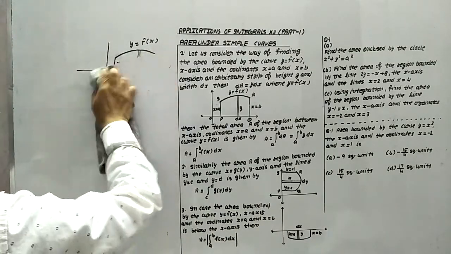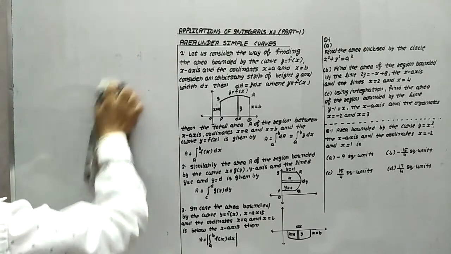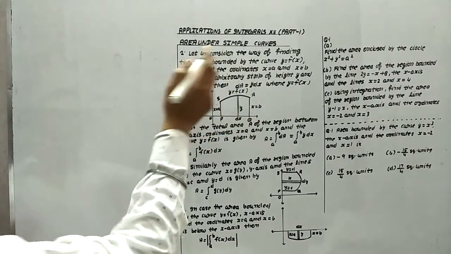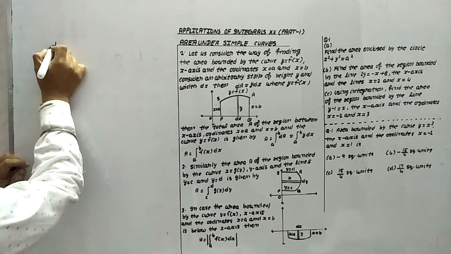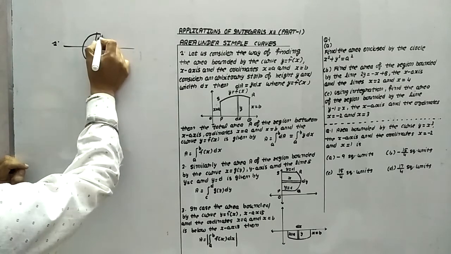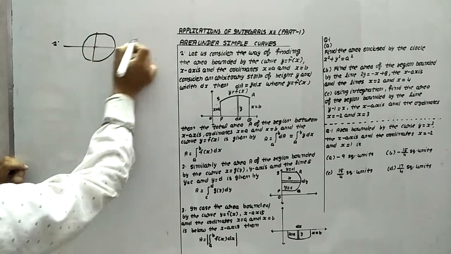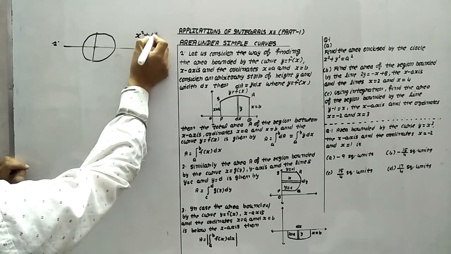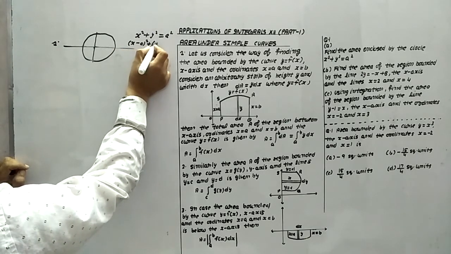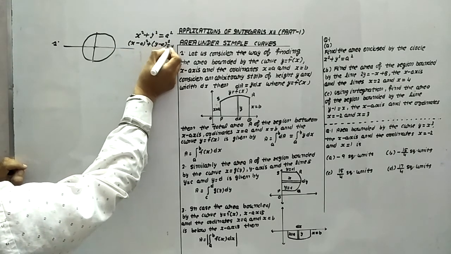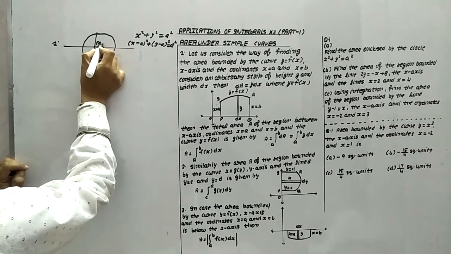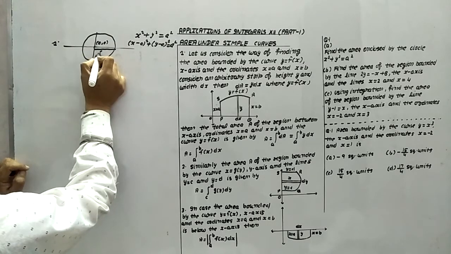Look at this. First question: we have to find the area enclosed by the circle x squared plus y squared equals a squared. First of all, look at this. We are considering this circle where this is the center, x squared plus y squared equals a squared. In this case we can say (x minus 0) whole squared plus (y minus 0) whole squared equals a squared. It means the center of this circle is (0, 0) and the radius is a.